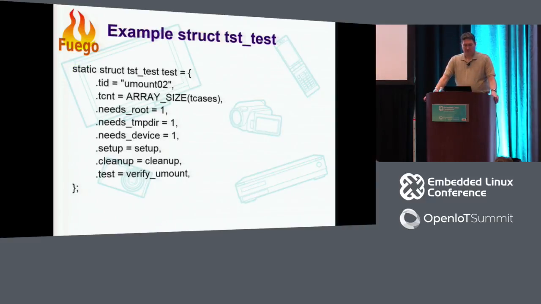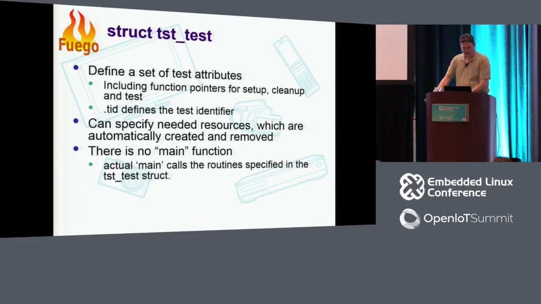In terms of the LTP test API, the main thing is this struct tst_test, which has the test ID, a count of the number of subtest cases, and then by specifying a couple of variables here, needs_root and needs_tmpdir, the LTP system will automatically create those for you. So in your test program, you don't actually have a main. There's a main somewhere else that's handling some of this automatic setup and teardown for you. And then you specify some function pointers. So it's a little bit object-oriented, but it's in pure C. You just declare your setup function, your cleanup function, and then the actual test routine that's going to get called, in this case in a loop because you have more than one subtest case.